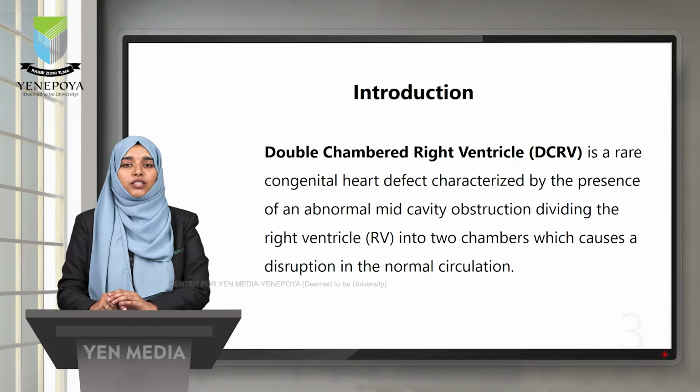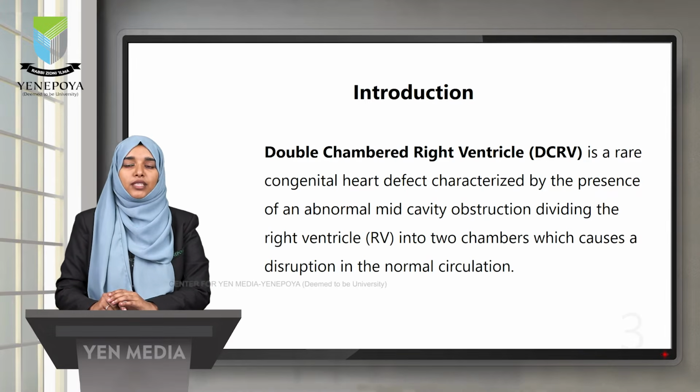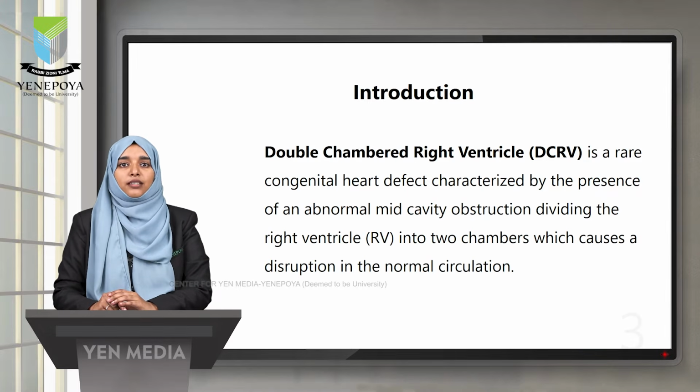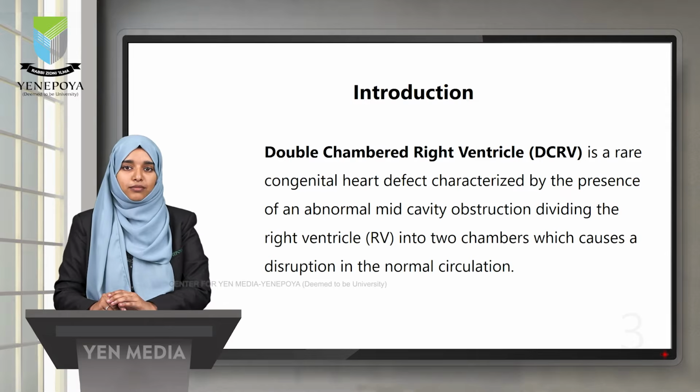Moving on to the introduction, double chambered right ventricle or DCRV is a rare congenital heart defect which is characterized by the presence of an abnormal mid-cavity obstruction within the RV that divides the RV into two chambers, which causes a disruption in the normal circulation.